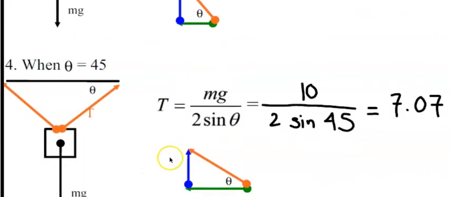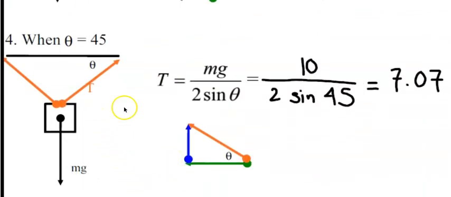Let's take a look at 45 degrees. In 45 degrees, mg over 2 sine theta, 2 sine 45, you get 7.07 newtons. So you have to pull with 7 newtons off of the diagonal to hold up something that weighs 10 newtons total, because the blue vertical component is 5 newtons to match the other vertical component. So 5 plus 5 will always equal 10.